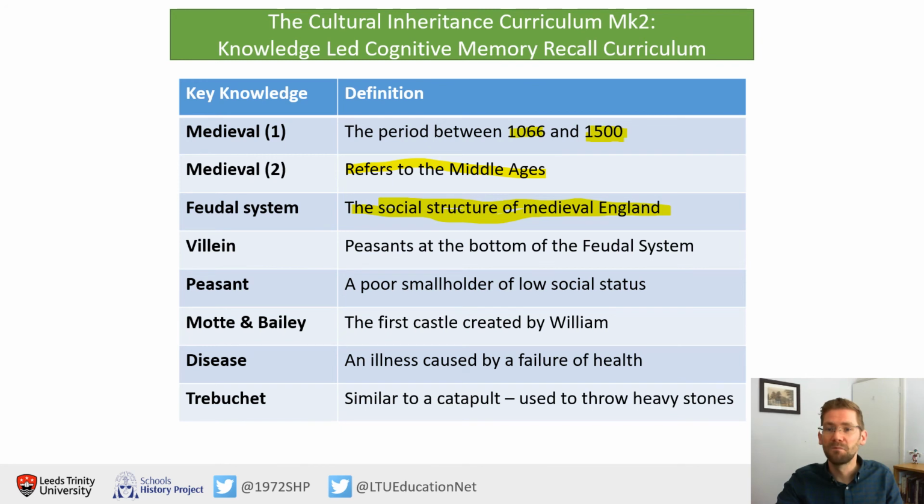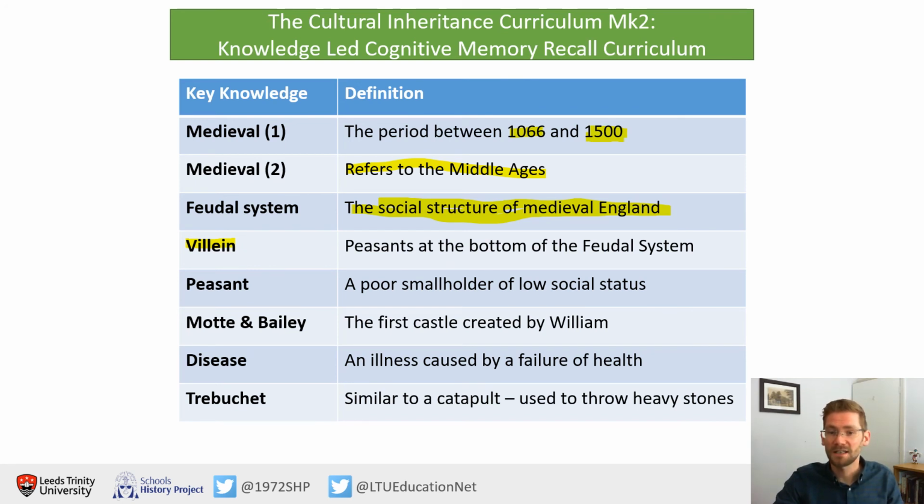Villein, peasants at the bottom of the feudal system. Again, all sorts of misconceptions in here. Villeins aren't always at the bottom, actually. Quite often freemen who didn't have an awful lot of land were much worse off than villeins who held reasonable roles within a manorial system, for example. So again, there's misconceptions, there's misunderstanding straight away here about the way things work. Peasant, a poor smallholder of low status. Again, no. Sometimes, often, but not always.